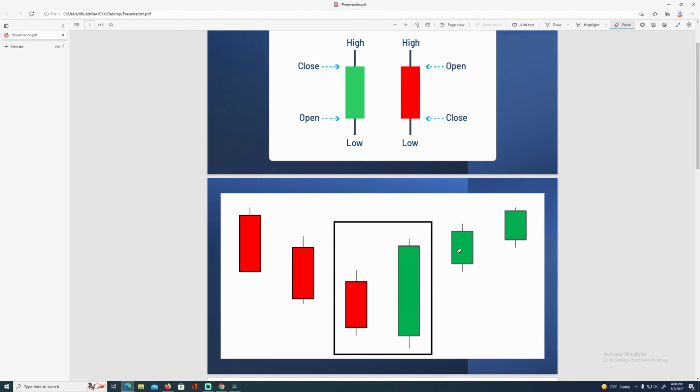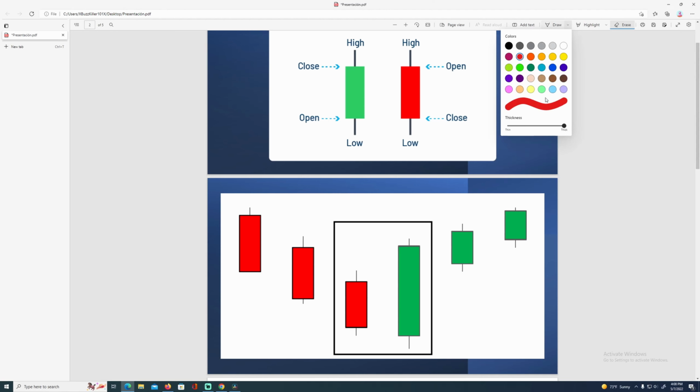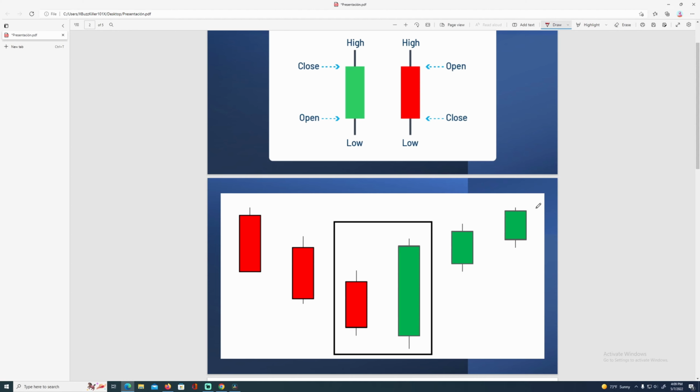Let's say, for example, you have these three green candles, and then at the end of it, over here, there was a big red candle that completely engulfs the last green candle. Now that would be a bearish engulfing candle.